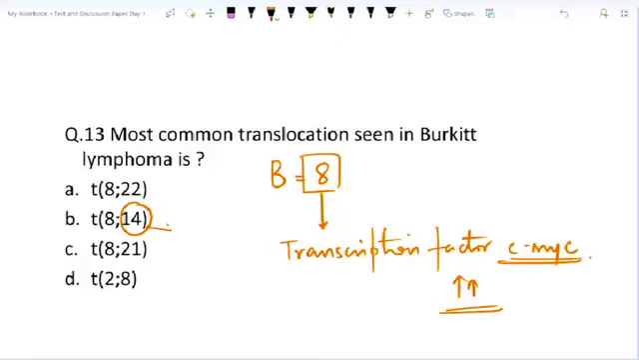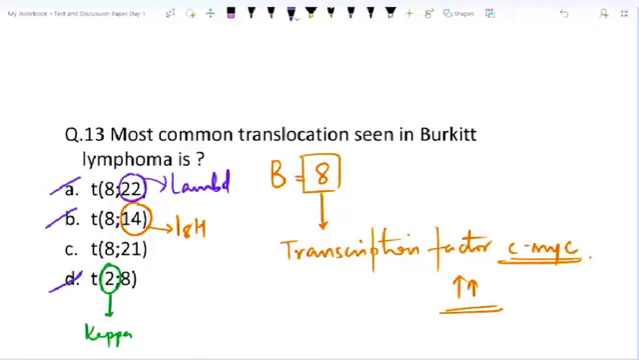So on the 14th chromosome you have IgH, on the second chromosome you have kappa, and on the 22nd chromosome you have lambda. So all three of them are seen in Burkitt lymphoma.